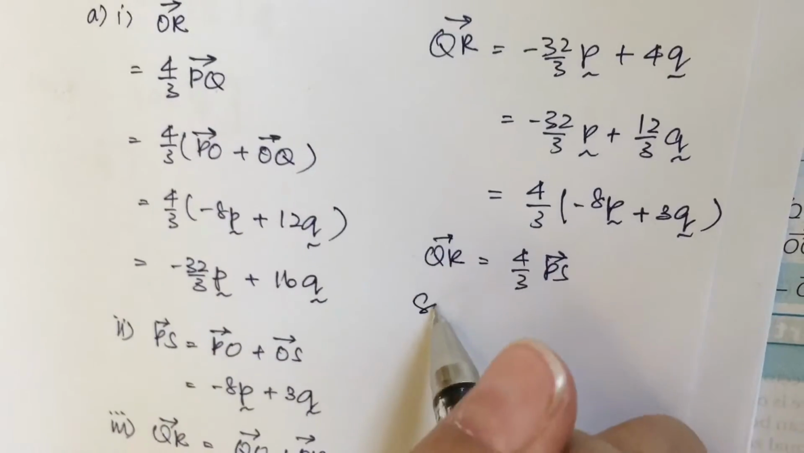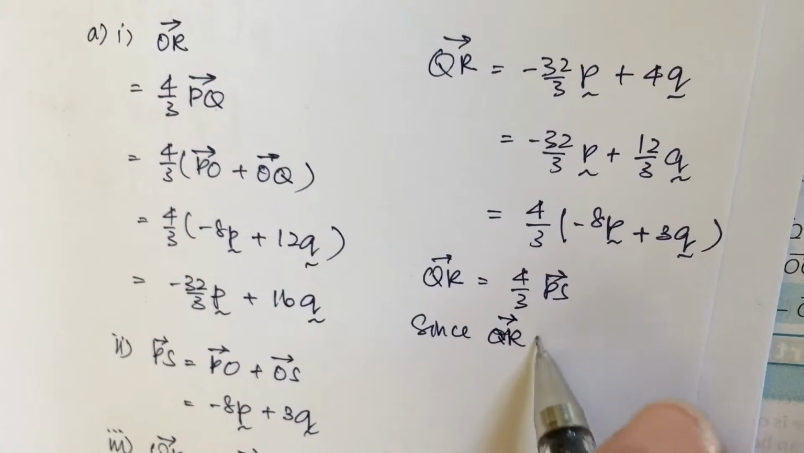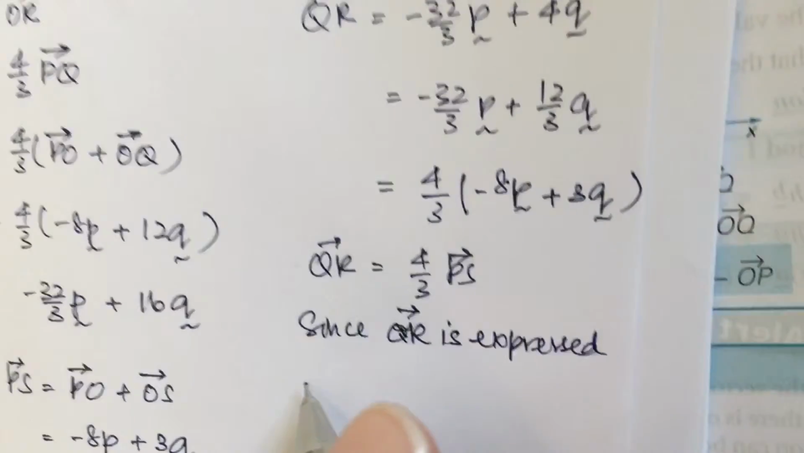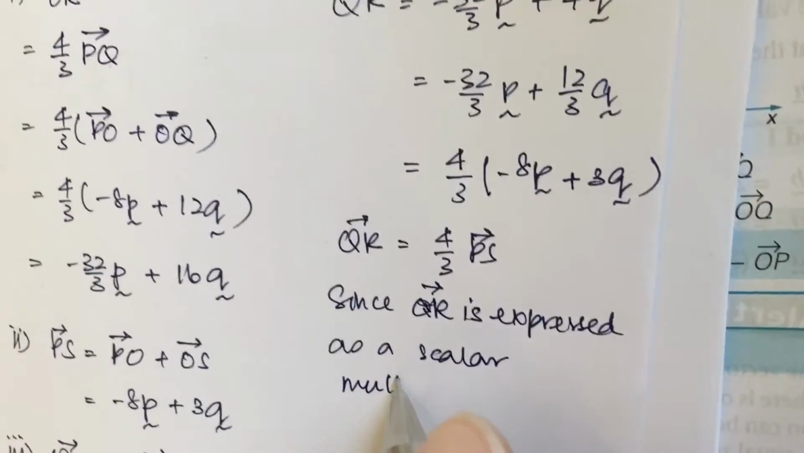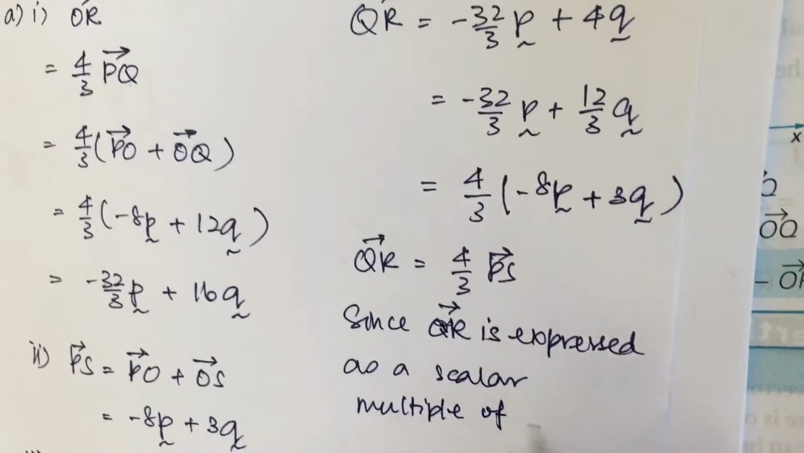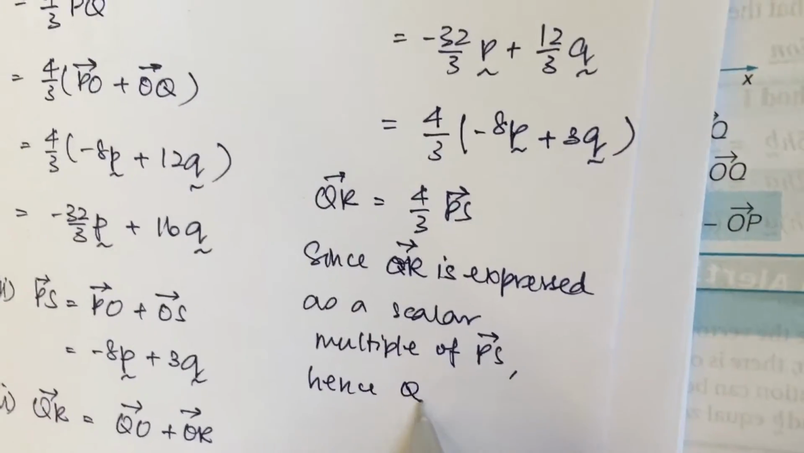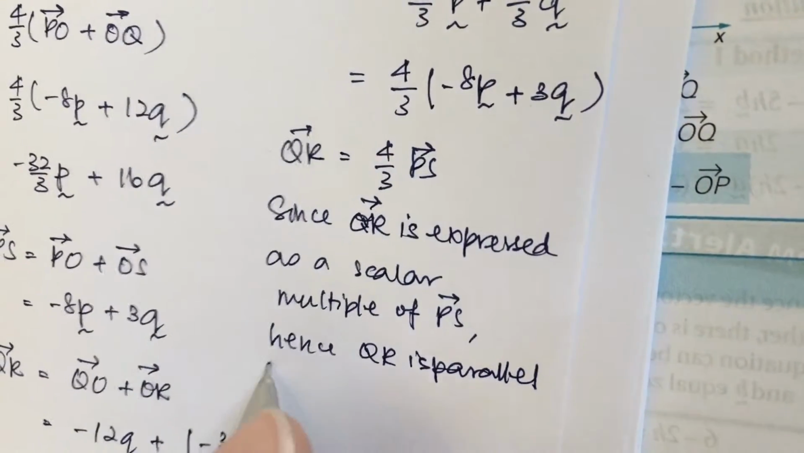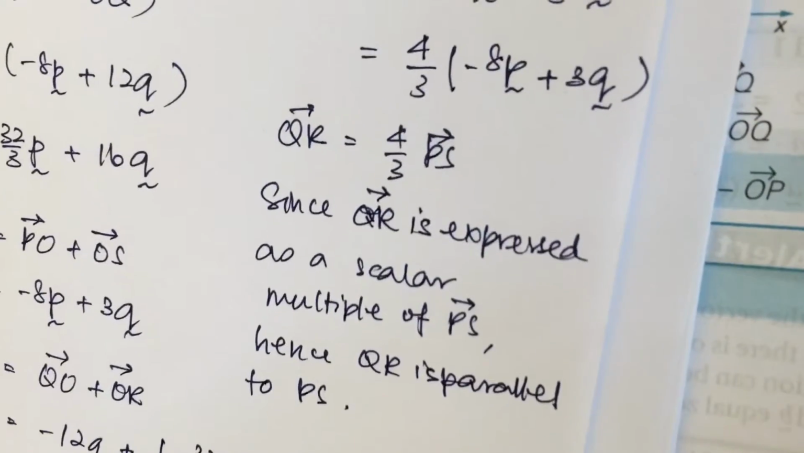Therefore, since QR is expressed as a scalar multiple of PS, it is parallel to PS, and hence QR is parallel to PS. Teacher, you forgot the arrow. Which arrow? I don't know, there's no arrow. Okay.